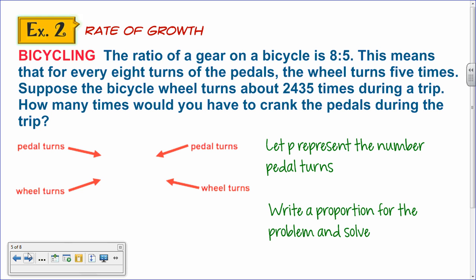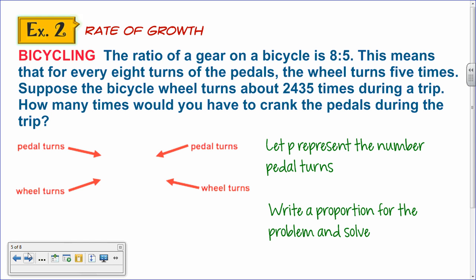Rate of growth. The ratio of a gear on a bicycle is 8 to 5. This means for every 8 turns that you do on the pedals, the wheel turns how many times? 5. Why is that, do you suppose? Pedals take less time than... What's the circumference on your pedals? It's a smaller circle, right? The wheel is bigger, so the circumference on it is a little bit longer, okay?